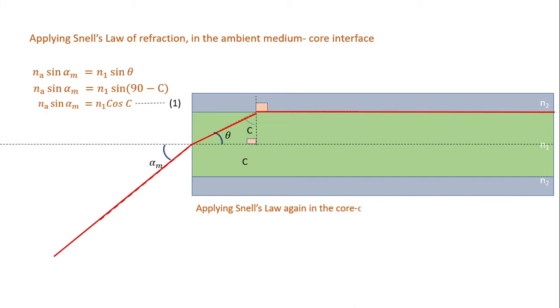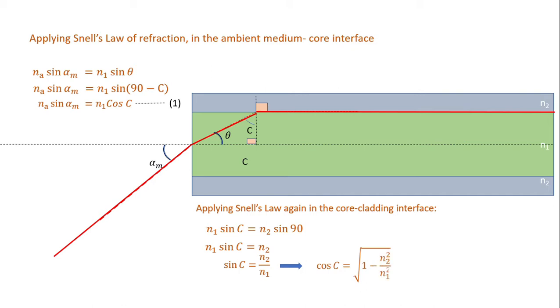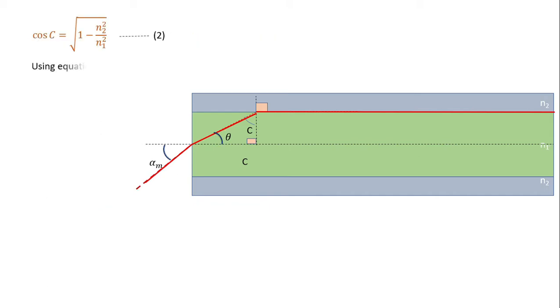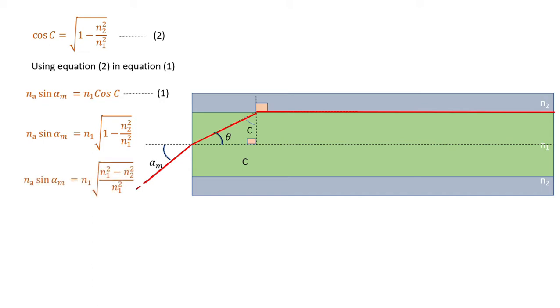Applying Snell's law again in the core cladding interface, N1 sin c is equal to N2 sin 90. Rearranging, sin c is equal to N2 by N1, or cos c, which is root of 1 minus sin square c, can be written as root of 1 minus N2 square by N1 square. This forms equation 2. Using equation 2 in equation 1, we have Na sin alpha m is equal to N1 root of 1 minus N2 square by N1 square.